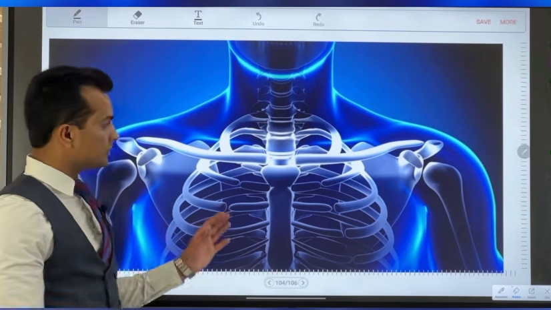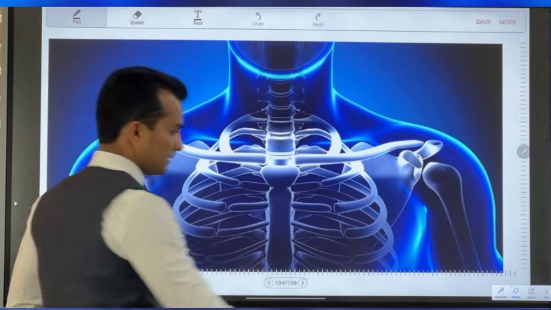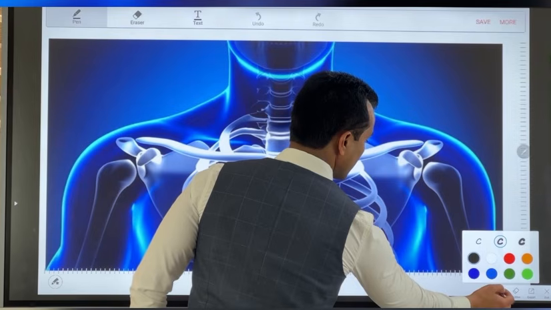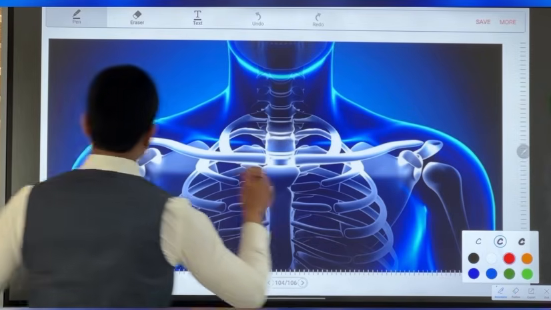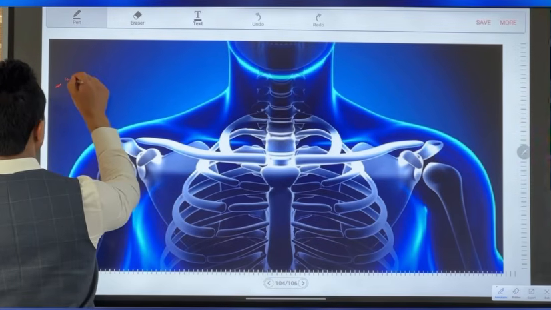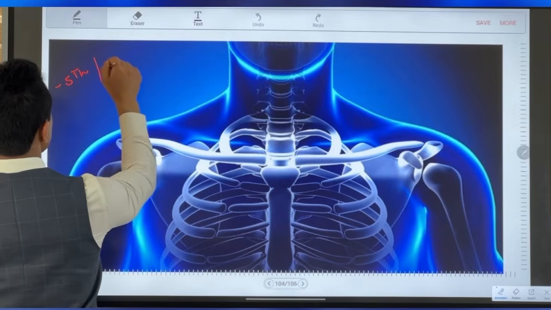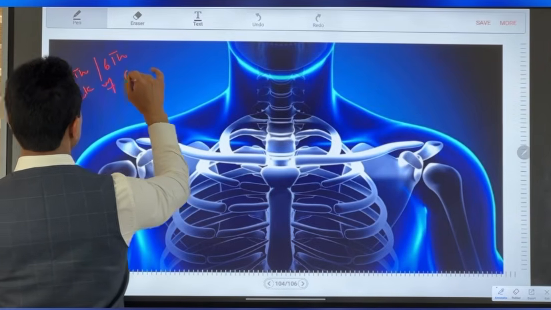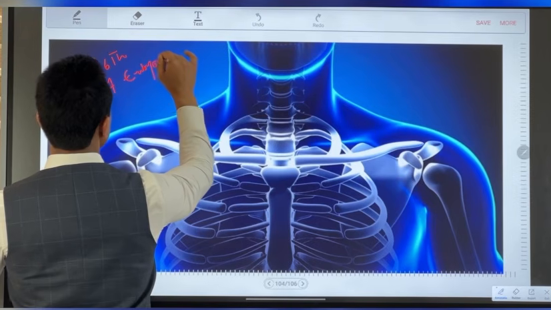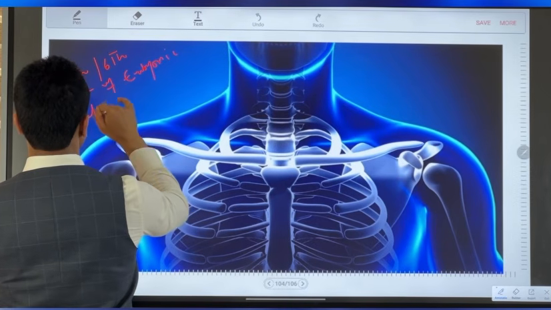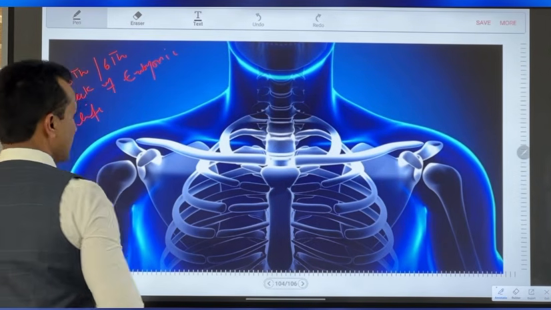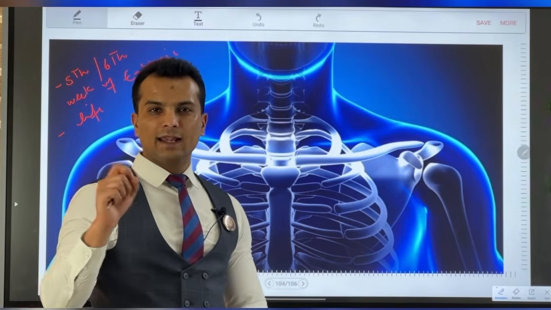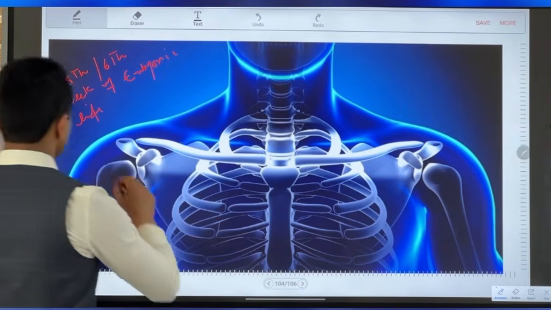So ossification usually starts in the 5th and 6th week of embryonic life. Ossification of the clavicle starts in the fifth, sixth week of embryonic life, and ossification usually takes place through medial and lateral primary ossification centers.